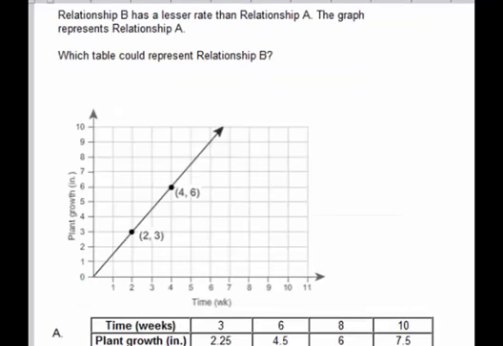Alright, so this one here states that relationship B has a lesser rate than relationship A, and the graph shows relationship A, and they want to know which table is possibly relationship B. So we can find out the slope of the line there. So rise over run. So here we're going up 1, 2, 3, going over 2. So we're looking for a slope that is less than 3 over 2. So we're looking for a slope that is less than 1.5.